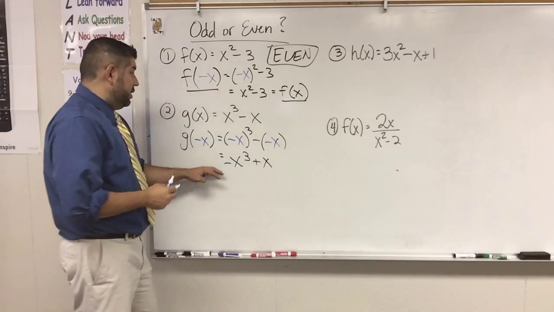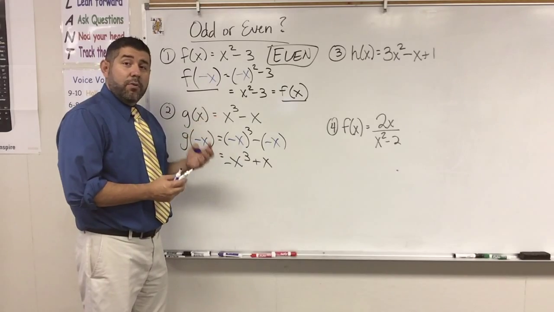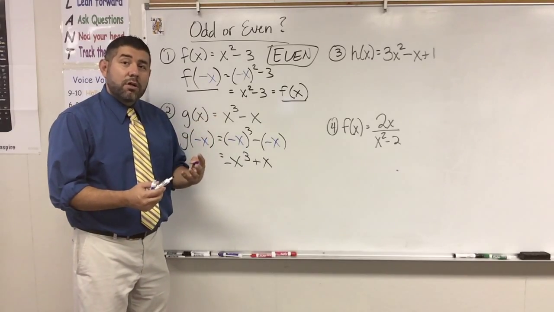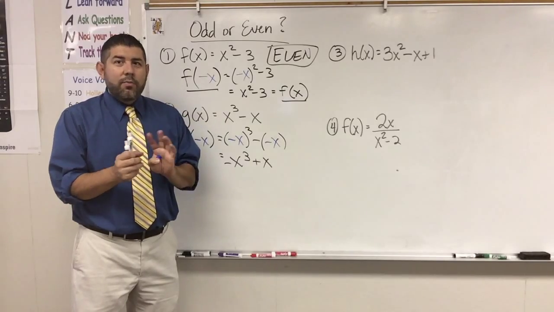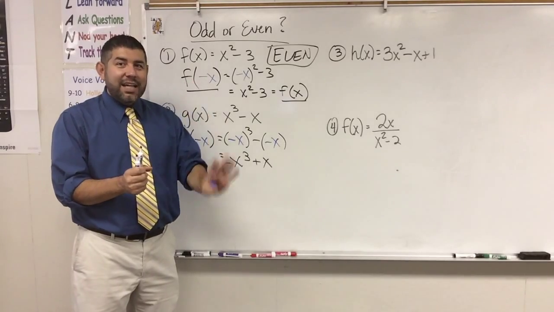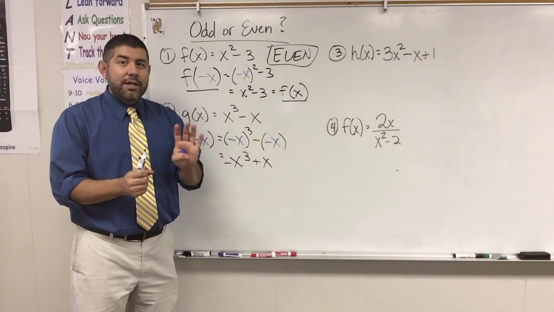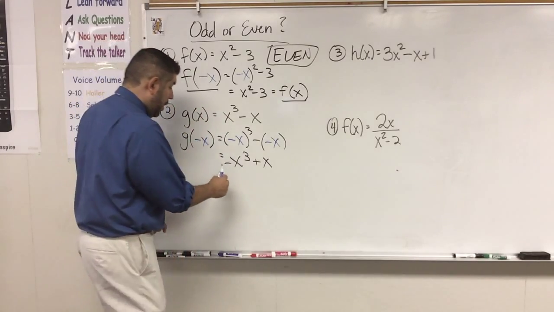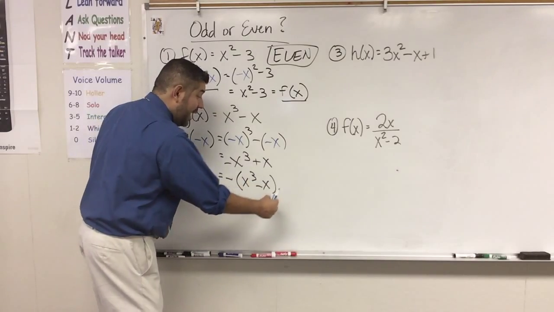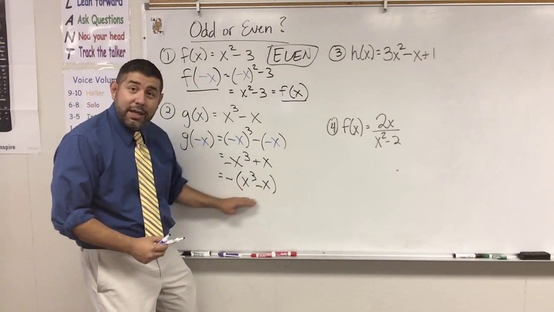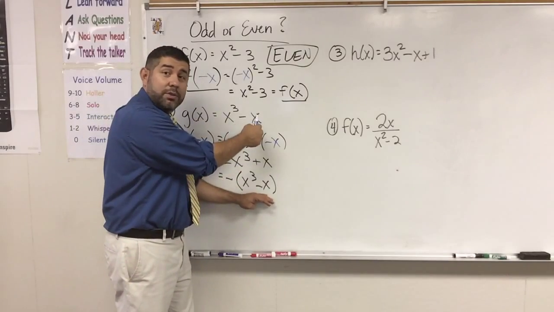So this one actually does not look like what we started with, but if it doesn't look like what we started with, we're always going to factor out a negative, okay? No matter what, if it doesn't look like exactly what we started with, factor out a negative from the whole thing. X cubed minus x.